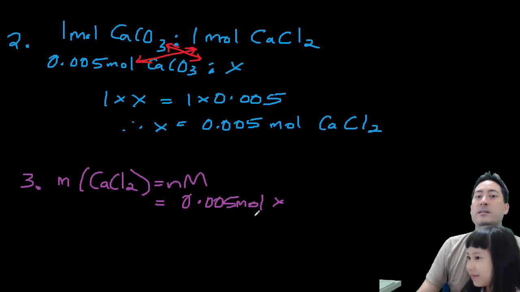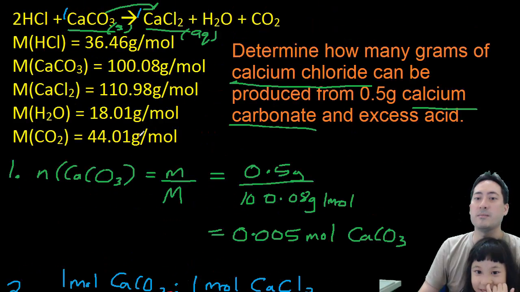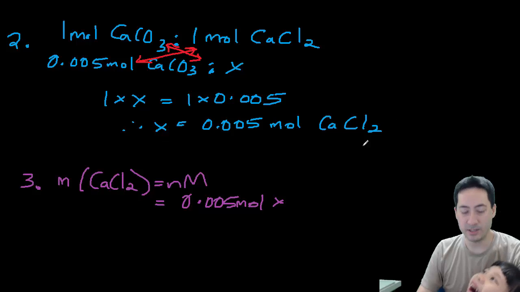Alright, so what we have is number of moles times molar mass. So you work out the molar mass there. And you just times the 2 together.